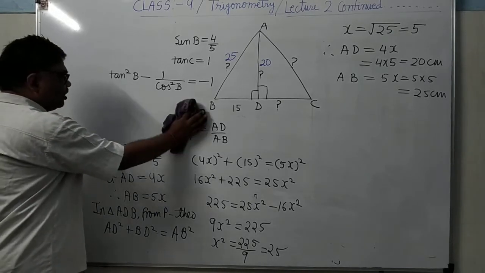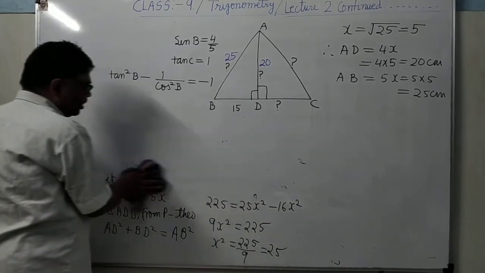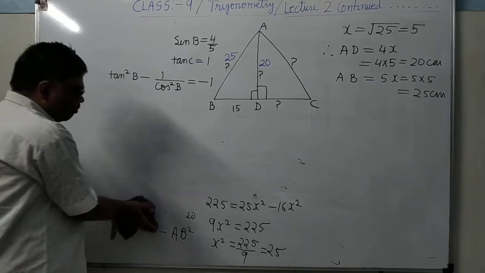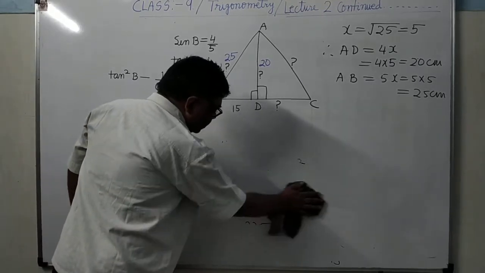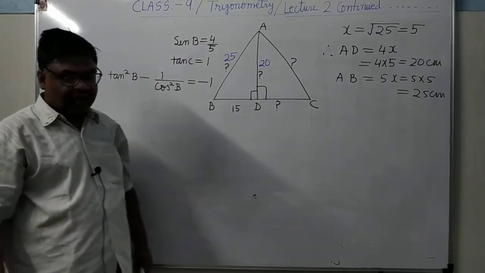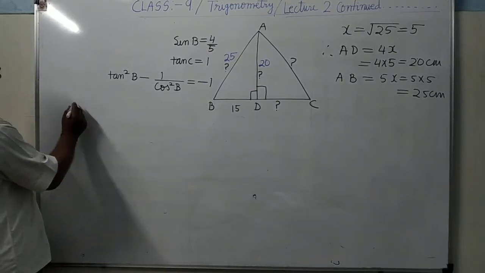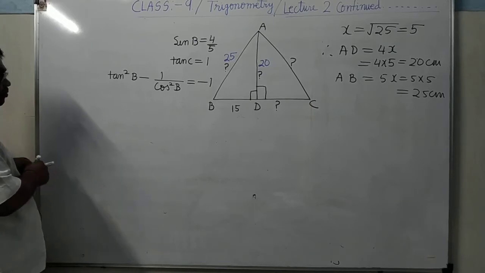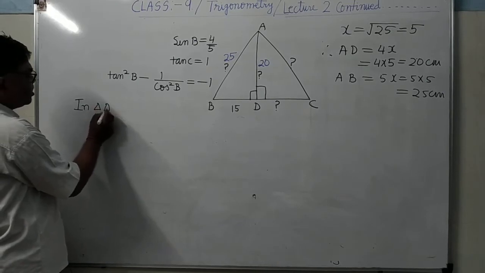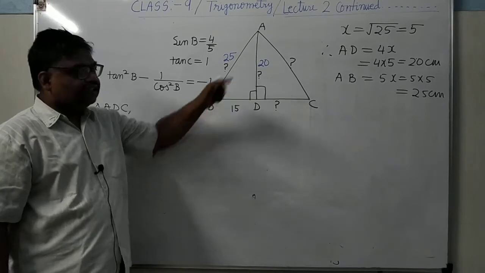Now we will see the other triangle. After determining these, now one side in triangle ADC is known. Which side is known? AD. It's clear? Now you can see here, in triangle ADC, one side is known.